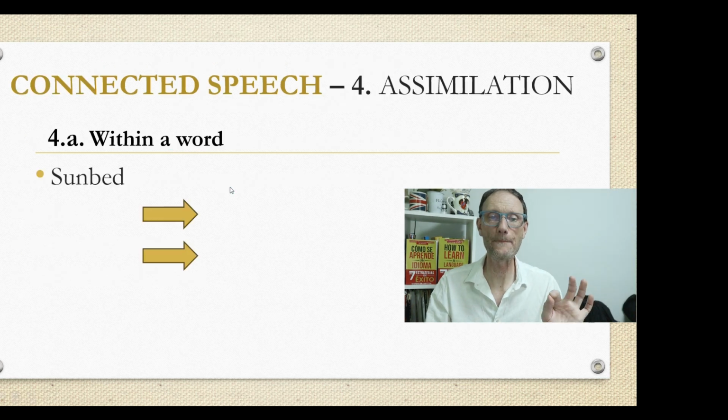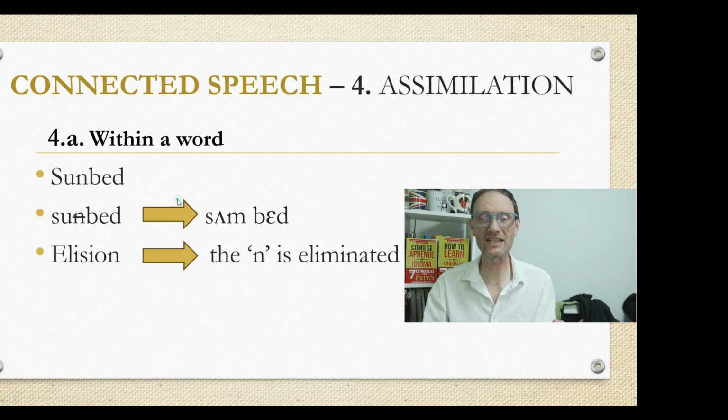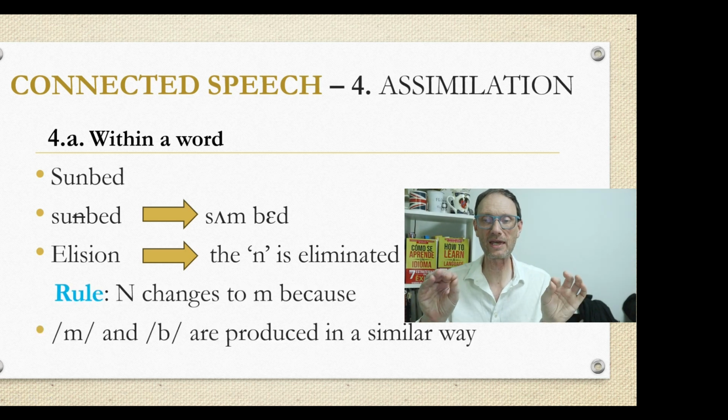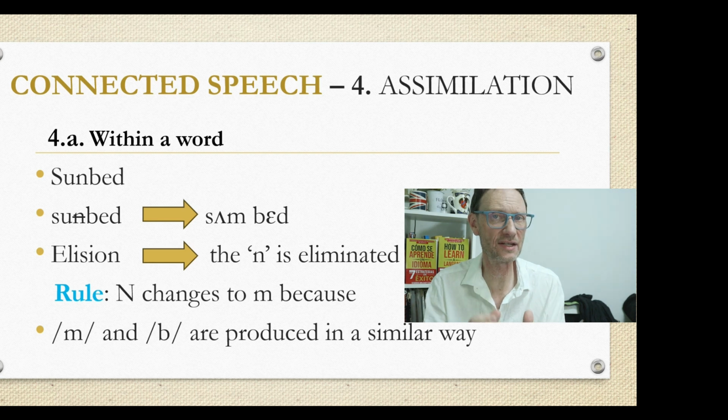So we have sun, bed, and when we have an N, the N changes to an M before a B. So it's very, very specific. Sum bed, sum bed. Elision. So the N is eliminated at the same time. It's eliminated and replaced. So the N changes to M because the M and the B are produced in a similar way. M, B. But N is like this. N. But M is M. So M and B sound similar, so we naturally say it. That might be a difficult one to do.